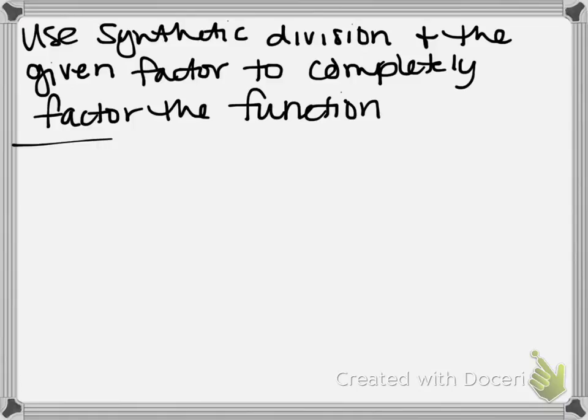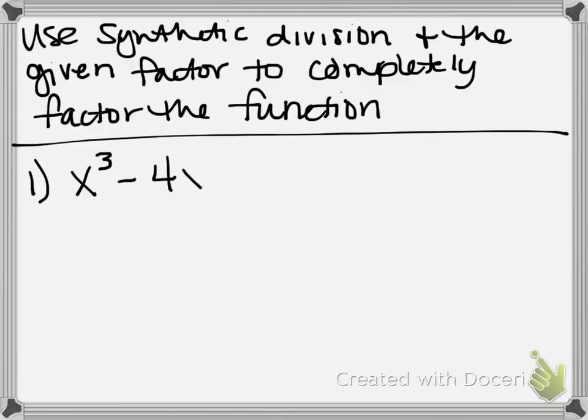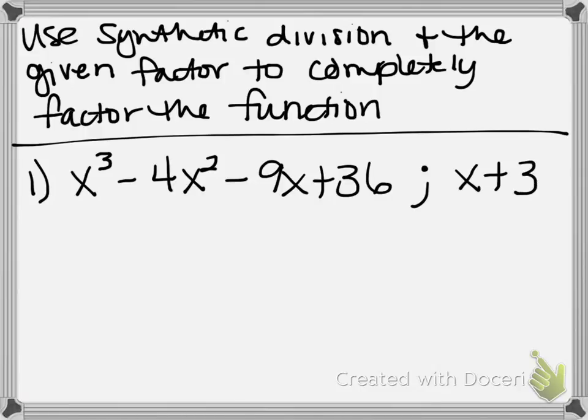So what that means is you're given a polynomial function, x cubed minus 4x squared minus 9x plus 36. In this case, this is the polynomial function, and you're given one of the factors, which is x plus 3. Okay? So you're given the polynomial function and one of the factors, and they want you to completely factor it, which means you should have a couple of binomials.